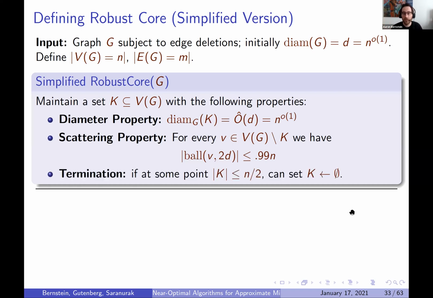And then there's a termination condition, which isn't very important, which is just that if the set you're maintaining ever becomes quite small, like less than half the graph, then you could just say that, okay, my low diameter set has fallen apart. The thing I'm maintaining is less than half the graph, so it's basically fallen apart, and you can just terminate the whole thing.